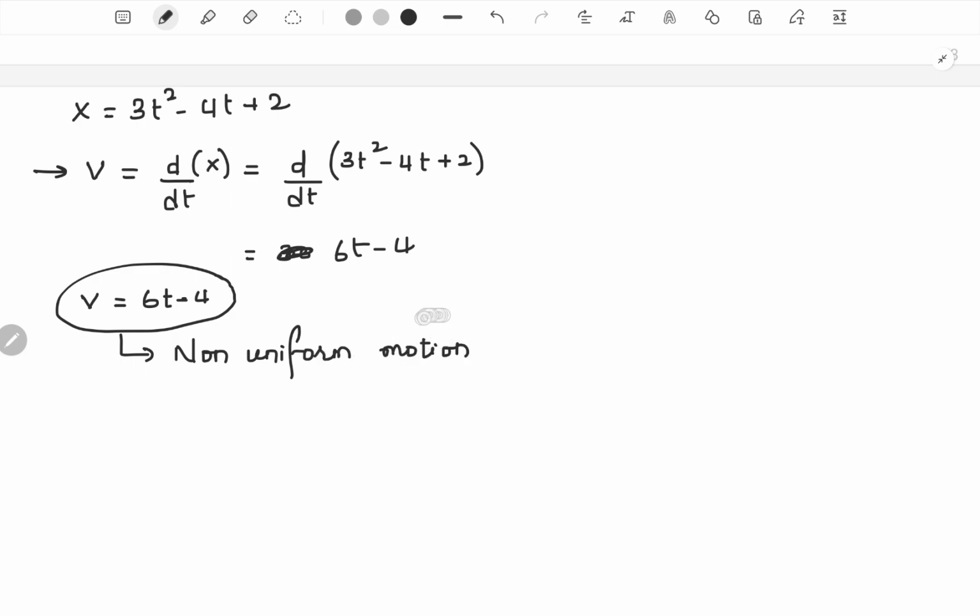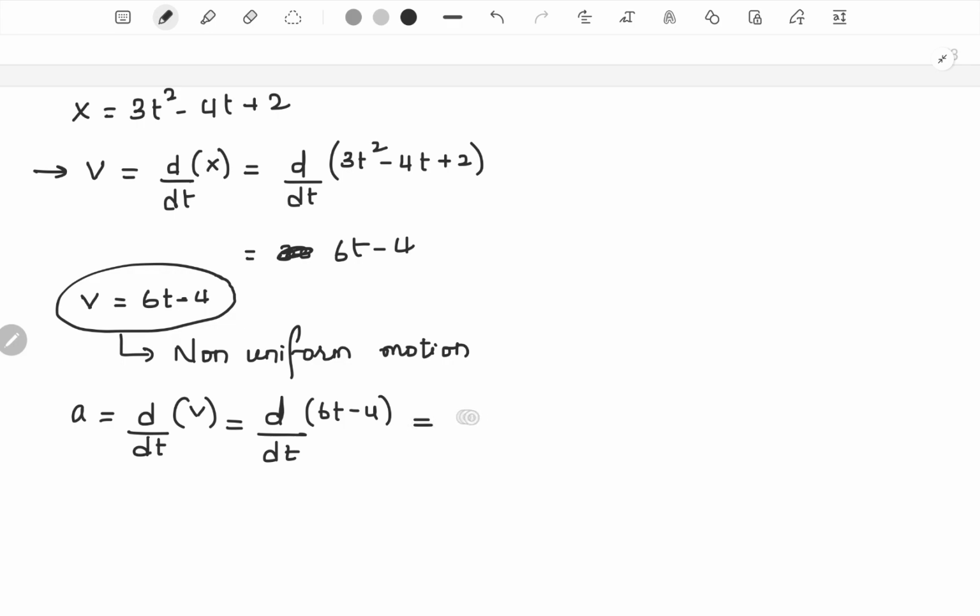When do we say that a body is uniformly accelerated? It is said to be uniformly accelerated when the acceleration of the body is constant or does not change with time. So to conclude whether acceleration is uniform or non-uniform in this case, let's calculate the acceleration of the particle, which is mathematically the time rate of change of velocity, at what rate it changes with respect to time. 6t minus 4.